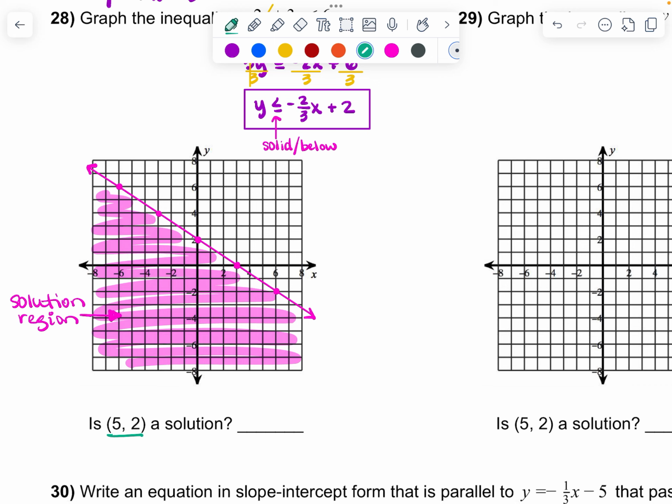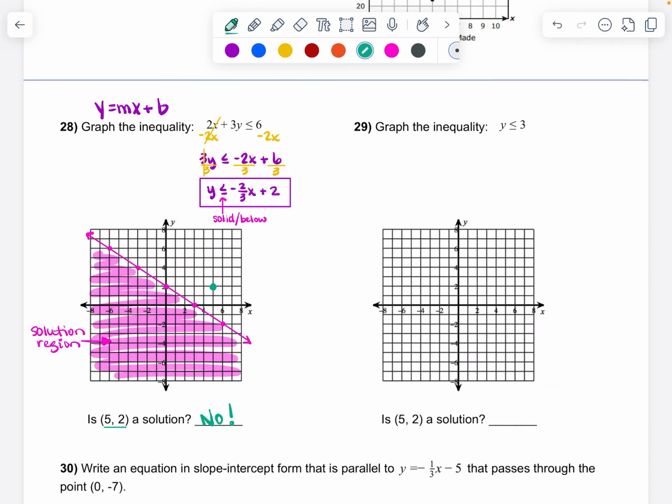All right, so then it says down here, is 5, 2 a solution? All right, well, 5, 2, that's this point right here. Is he in my shaded pink region? No. All right, so no, he is not a solution.